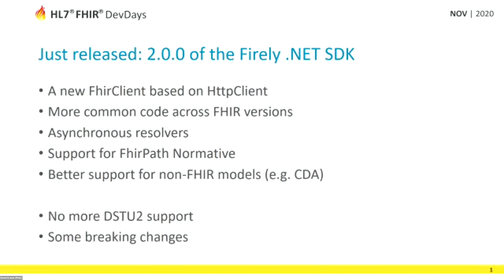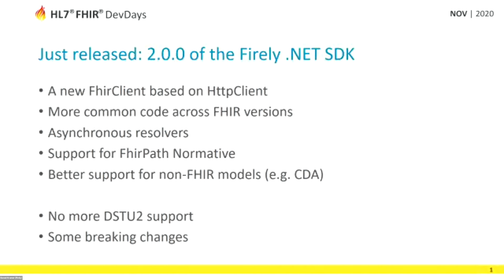A very cool new feature, I think, is a long-awaited change of the FHIR client. This was based on HTTP web request, HTTP web response, which, to be perfectly honest, was .NET 2.0 stuff. And we had multiple pull requests for changing it to HttpClient, which means it now works with more modern security infrastructures. And it's also easier to configure. It took us a while, but we're happy that we made that.